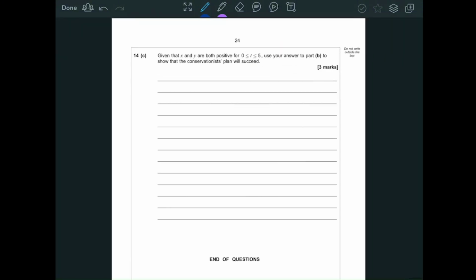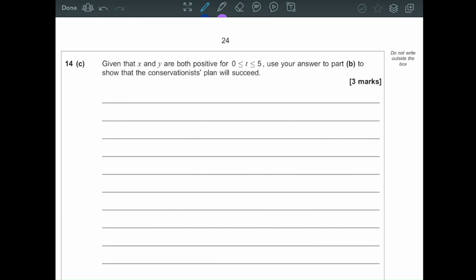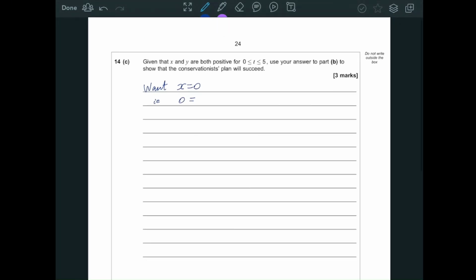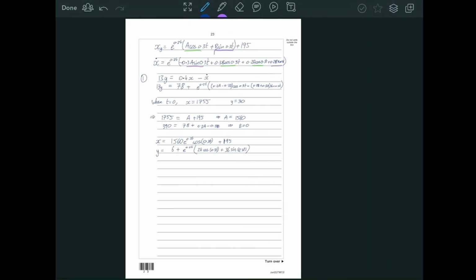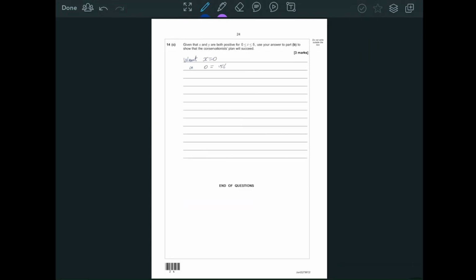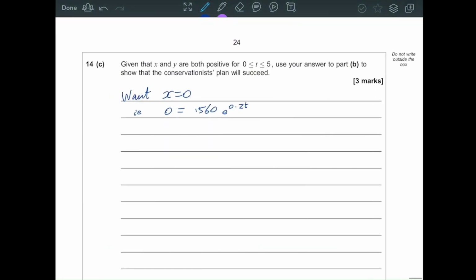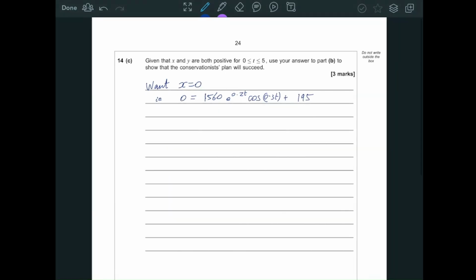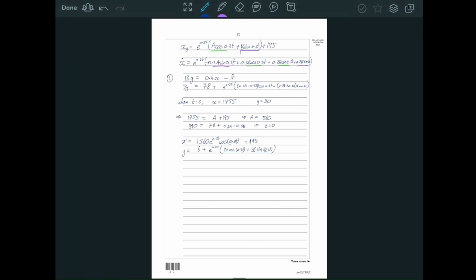So let's see if x ever became 0. So we want x equals 0, i.e. 0 equals the x equation, I've already forgotten, 1560 e to the 0.2t cos 0.3t plus 195. Let's check that 195 number was correct. Yep.